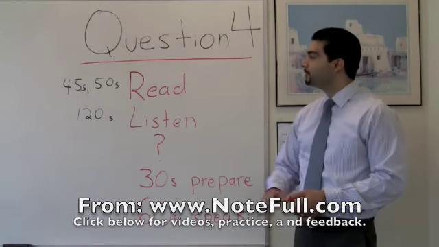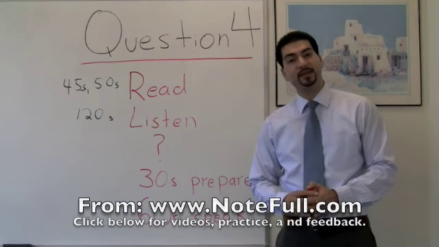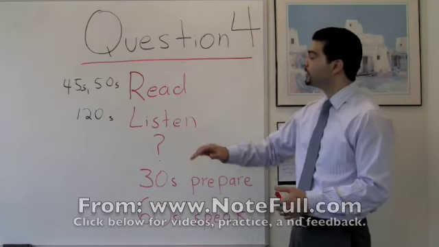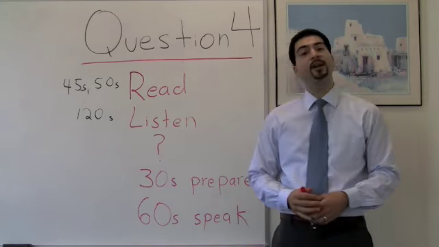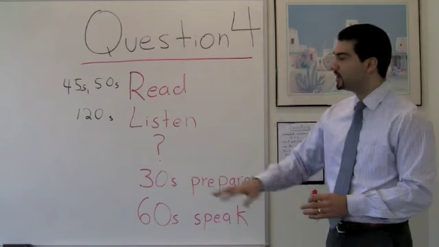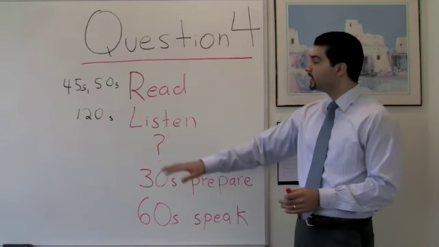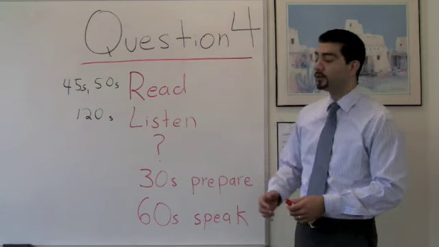Question number 4 begins with a reading, and the computer is either going to give you 45 or 50 seconds to complete it. The next thing that you're going to do is you're going to listen to a lecture, and it usually lasts about 120 seconds, anywhere from 1.5 minutes to 2.5 minutes, with the average around 2. Then once this lecture finishes, you get a question that asks you about what you read and heard.